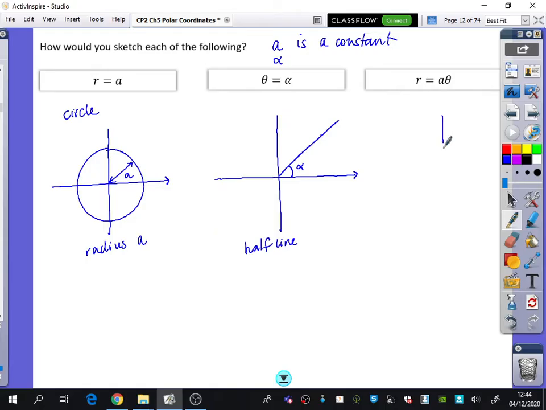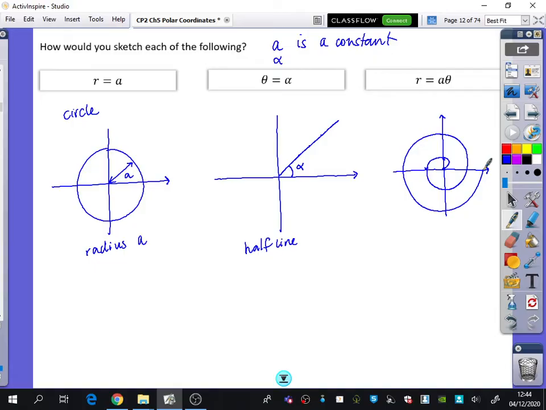And then we did actually talk about this one beforehand. This one is r equals a theta. If it was just r equals theta, it's saying the distance from the origin is the same as the angle. So to begin with, it would be here. Then when it gets to pi over 2, it will be up here. Then it will go to pi. It's just going to be a spiral. And obviously, that's going from 0 to however many pi.